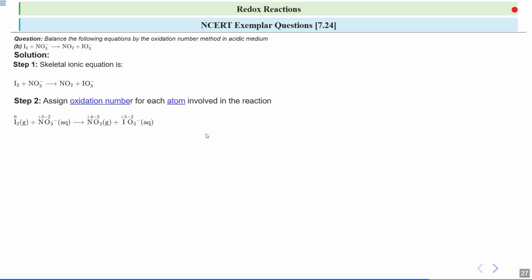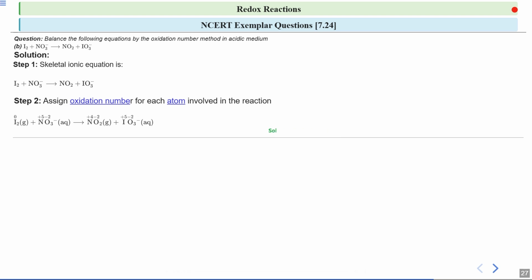Okay. What about the other species? Nitrogen in NO3- will show a +5 oxidation state. How? Because 3 times -2 from oxygen is -6, and the ion has an overall charge of -1. To keep the charge at -1, you have to assign +5 to nitrogen. Similarly, in IO3- we have one negative charge, so 3 times -2 is -6, and that is +5 for iodine.